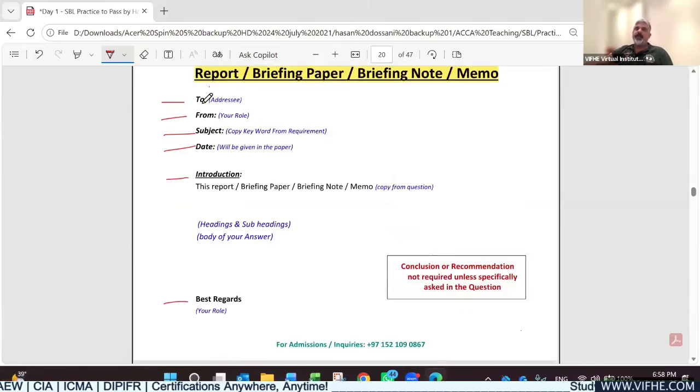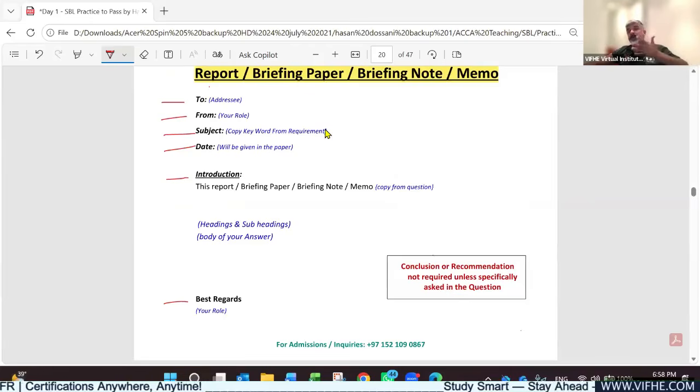So to means what? To means the addressee, whom we are addressing this report. It will be given in the requirement, it will be mentioned in the task, who you are supposed to write to.